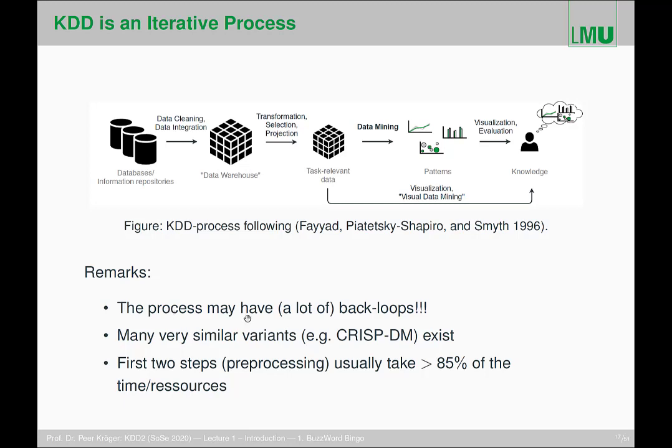So very important, the process may have back loops, a lot of back loops. You may be here in your process and find out that you're missing a very important data source, so you have to go back maybe to the first step and so on. There may be many very similar variants like CRISP-DM that actually models the same process, more or less, but in a different visualization.